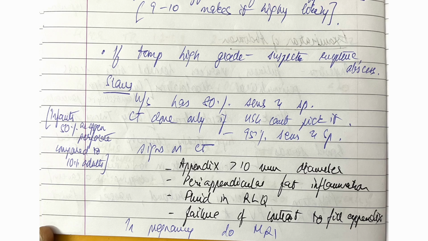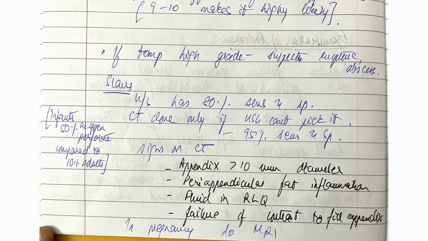If the temperature in a patient with acute appendicitis is high grade, we suspect a rupture and an abscess. Otherwise, it's usually a low-grade fever. Scans that we do: ultrasound has an 80% sensitivity and specificity for acute appendicitis. CT scan is done only if the ultrasound cannot pick it up, and this has a 95% sensitivity and specificity. Of course, for pregnant women, we can't do it.